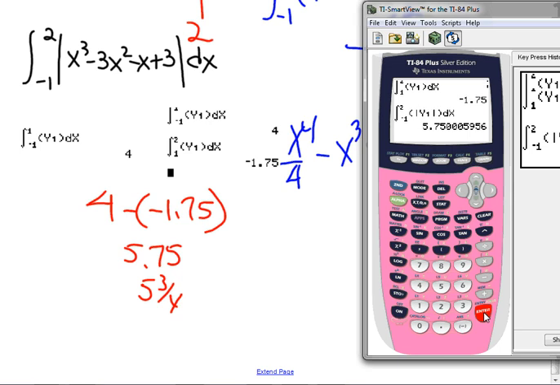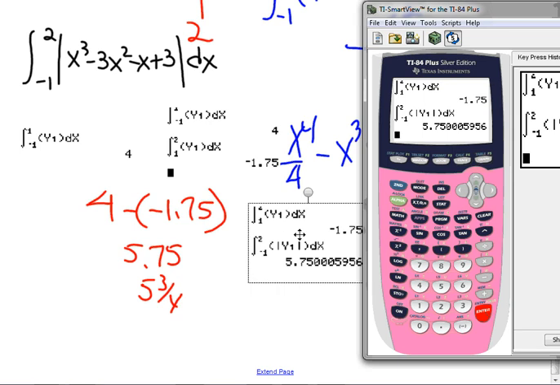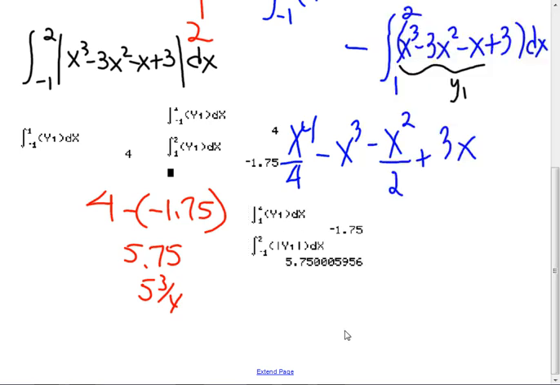It's thinking. 5.75. Now it's doing it numerically. That's why it's off a little bit. But we only need how many places? 3. Took a little longer with the absolute value. I kind of liked it better the other way.